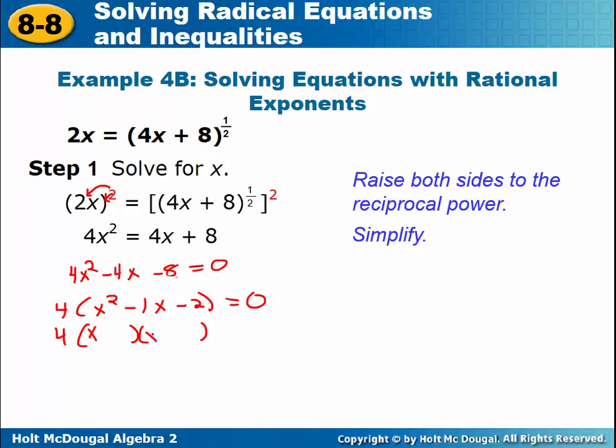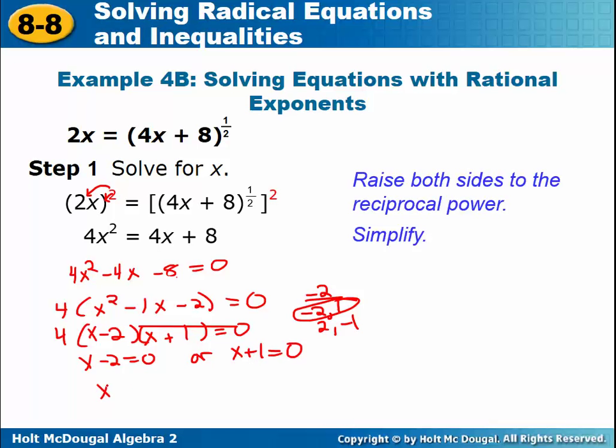So x and x, and then we need the factors of -2 that will add together to equal -1. So it's either -2 and 1 or 2 and -1. And the one that we want is this one because then we would get a -1 for the middle term. So that means either x minus 2 equals 0 or x plus 1 equals 0. So either x equals 2 or x equals -1.